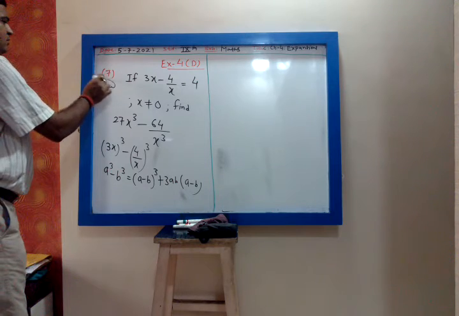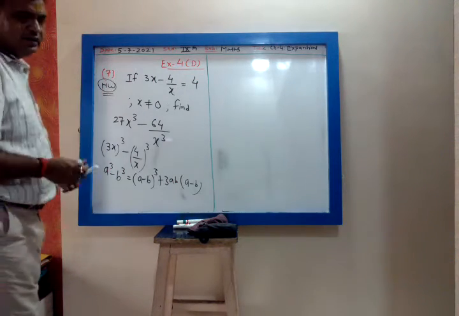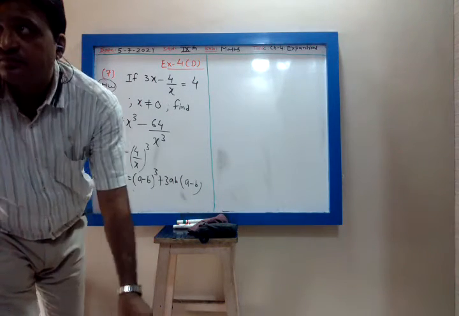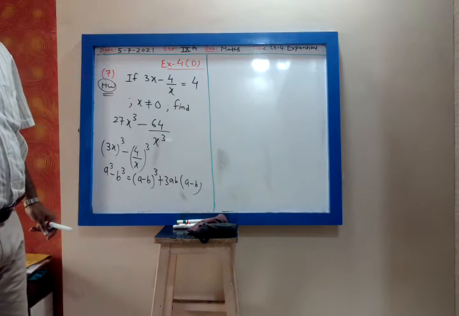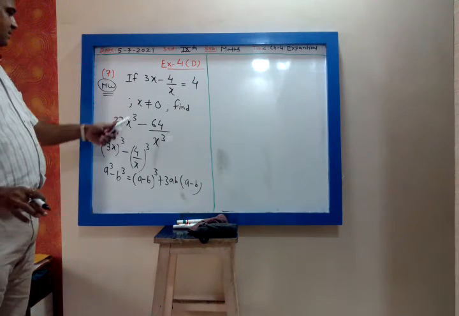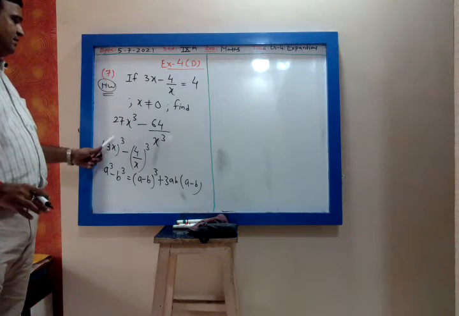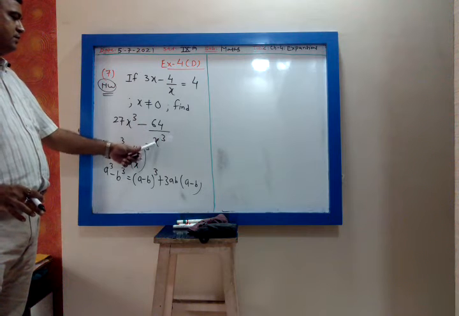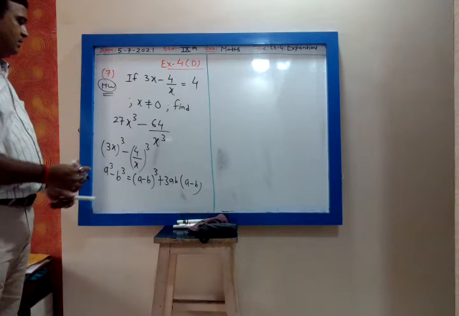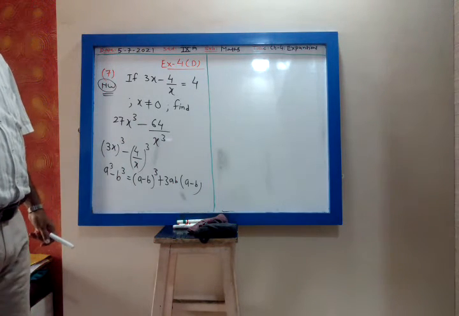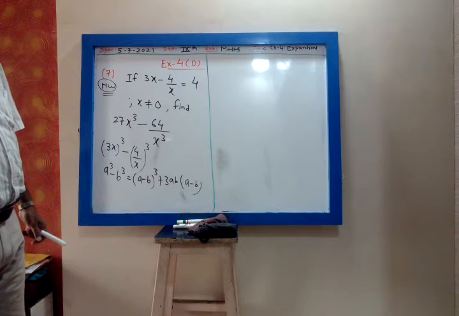So for question 7 I am giving homework. A similar problem we did in the morning. So you will write 27x cube as 3x whole cube minus 64 upon x cube as 4 by x whole cube. So a cube minus b cube formula is a minus b whole cube plus 3ab into bracket a minus b.